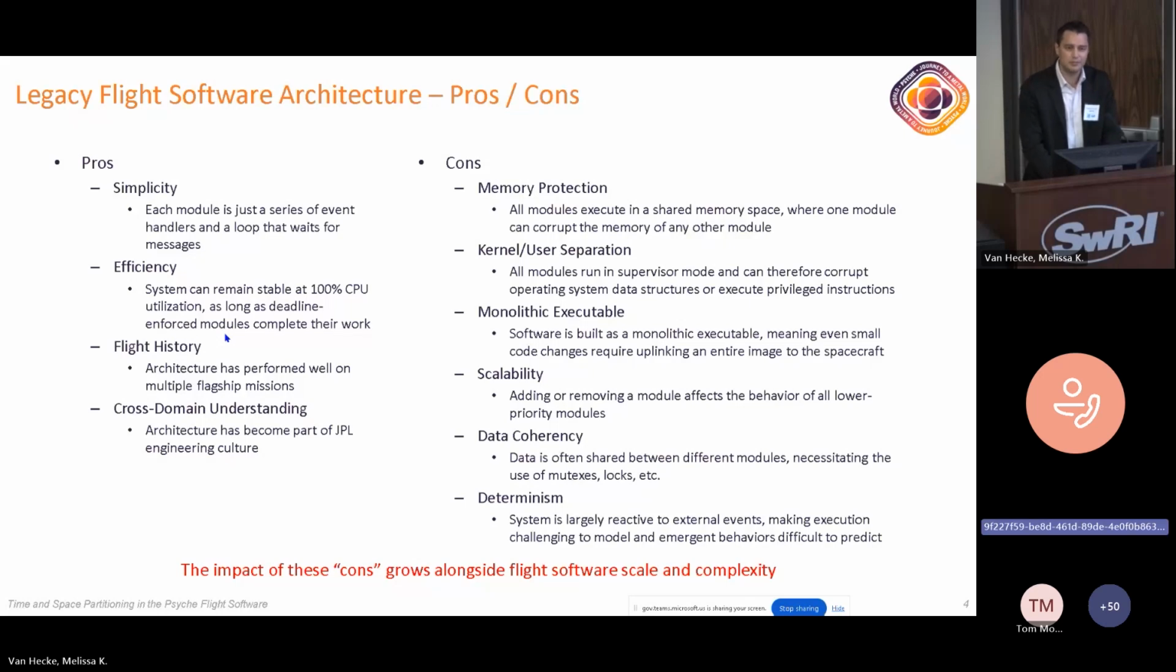That's not unique to this system, it just comes with the territory. Finally, this system, I would say, software is not really in the driver's seat. It's just reacting to external events. And usually those external events come in the form of interrupts, right? So software doesn't determine when it does things all the time. It's reacting to external stimuli. And that makes the behavior of the system difficult to model, especially in stress cases. And you can have emergent behaviors, emergent interactions between modules that become difficult to predict. So all of these cons that I mentioned, right, these grow as flight software grows in scale and complexity.